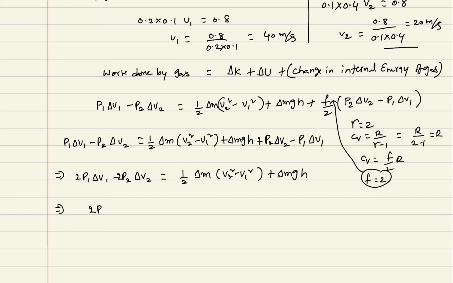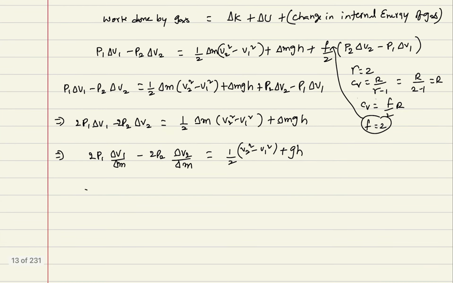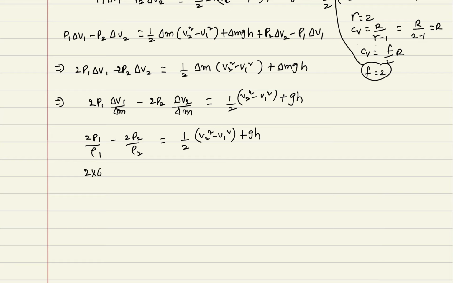So you can write 2 into P1 delta V1 by delta M minus 2P2 into delta V2 by delta M is equal to half into V2 square minus V1 square plus, as delta M is already cancelled, g into h. Now substitute the values. 2P1 divided by rho 1 minus 2P2 divided by rho 2 is half into V2 square minus V1 square plus g into h.